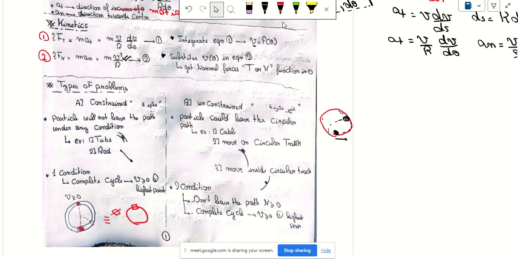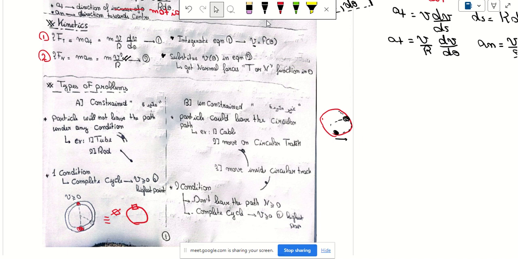Or the second one is the particle couldn't reach this velocity, the previous one wasn't sufficient to make the particle reach the highest point. So we have two conditions. The first one, that the velocity is greater than zero, and the second one is the particle didn't leave the circle track. And how could we translate "didn't leave"?